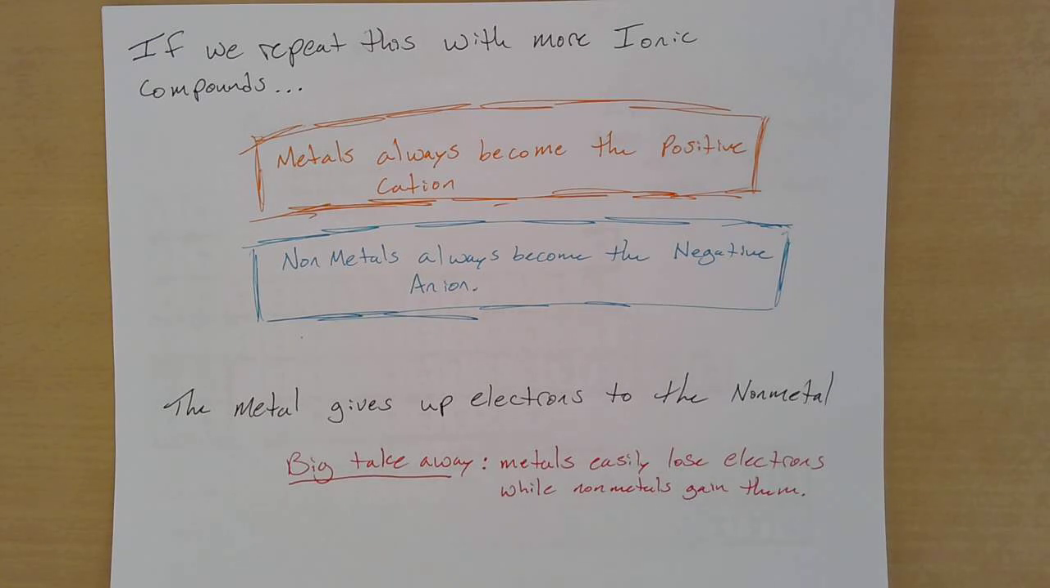So this brings us to this big conclusion here, that if we repeated this over and over and over again with different ionic compounds, metals will always become the positive cation. Nonmetals will always become the negative anion. So the metals will give up those electrons to the nonmetals. So our big takeaway, and this is the important part, metals easily lose electrons, while nonmetals will gain them.